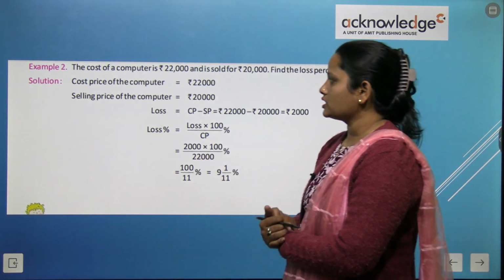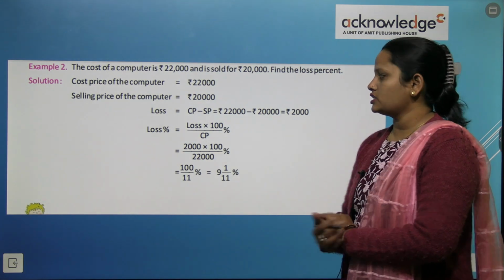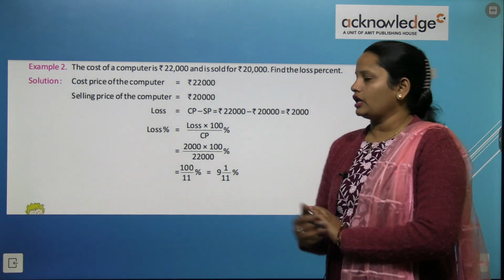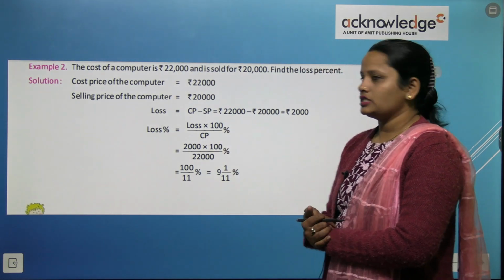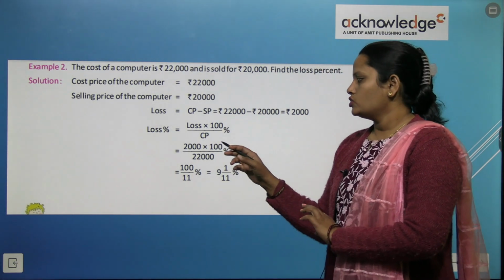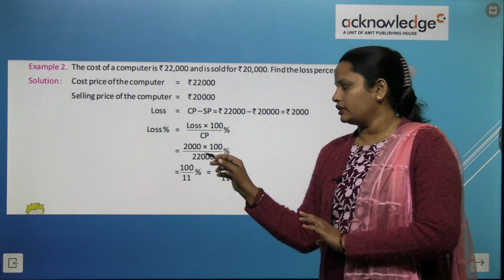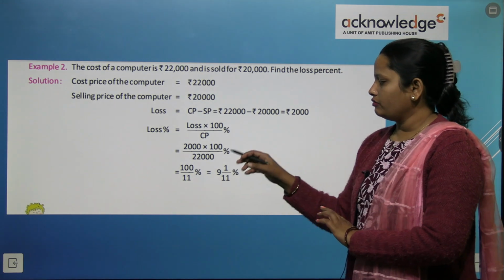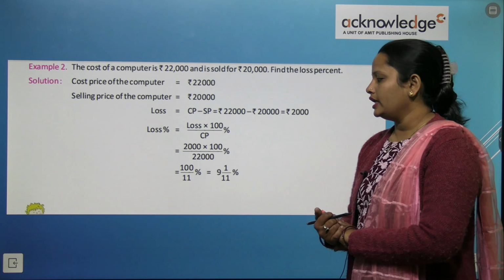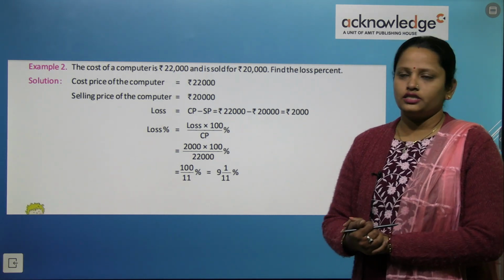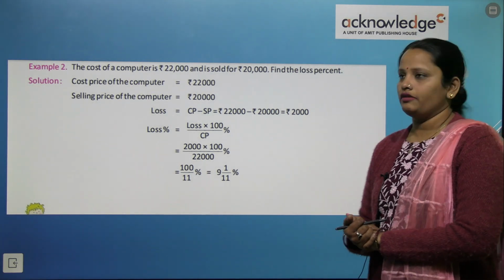So here the cost price is given, selling price is given. Let's calculate the loss. So the loss is 2,000 rupees. Now we have to calculate the loss percentage. इसके लिए हम क्या करेंगे? Loss upon CP multiplied by 100. So here the loss is 2,000 multiplied by 100 and the CP is 22,000. When we solve this, we get 100 upon 11 and we have converted this into the mixed fraction. So it's 9 1/11%.